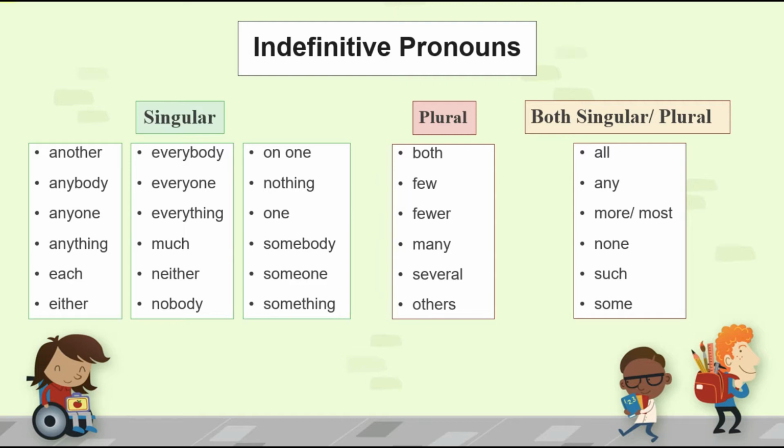Now, as you can see here, indefinite pronouns are divided into three: singular, plural, and some words which can be used in both singular and plural forms. Let's take a look into the singular form. Another, anybody, anyone, anything, each, either, everybody, everyone, everything, much, neither, nobody, no one, nothing, one, somebody, someone, something. Now let's take a look into the plural forms: both, few, fewer, many, several, others. And in some cases, you can use these words for singular and plural purpose, such as all, any, more or most, none, such, some.